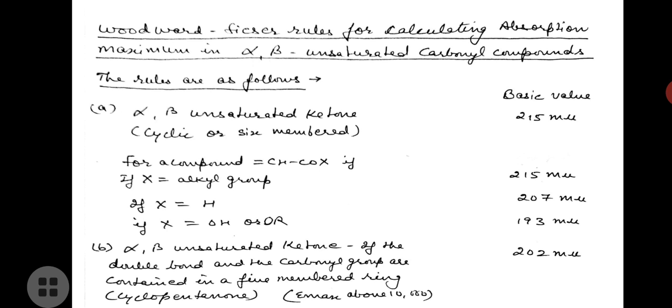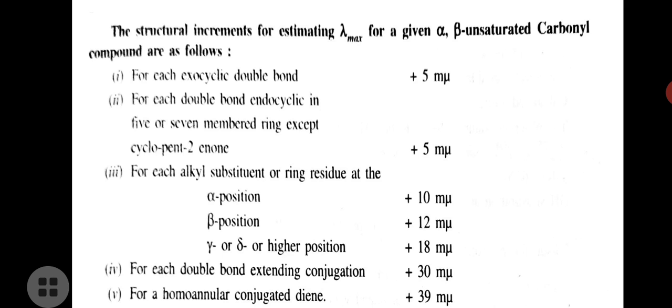If the double bond and the carbonyl group are contained in a five-membered ring, cyclopentanone, then for such an alpha-beta unsaturated ketone, the basic value becomes 202 millimicron, and the intensity for such compounds is generally above 10,000. Then next are the structural increments for estimating lambda max for a given alpha-beta unsaturated carbonyl compound.